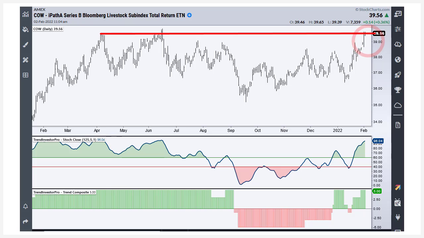Now keep in mind, StochClose is 125 days. It's smoothed with a 5-day moving average. That's why it's not at 100 now. But the fact that it's at 96 tells you you're very close to a 6-month high. So COW is definitely stronger than CPER, copper.